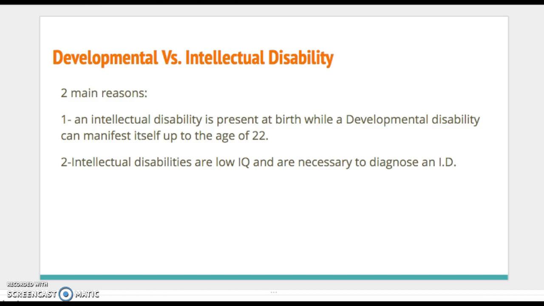The second reasoning that was given is that intellectual disabilities are low in IQ. An individual who is diagnosed with an ID needs to have a low IQ, while someone with a DD, or a developmental disability, doesn't need to have a low IQ. So a little confusing, but this is what we were given in the book to help explain the difference between these two disabilities.